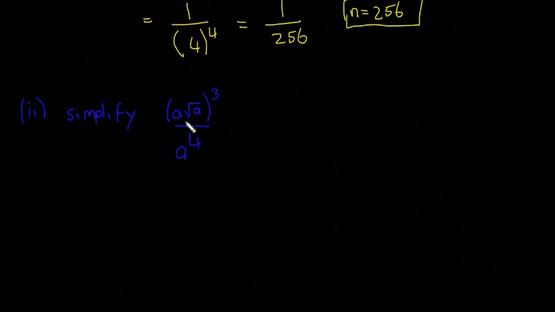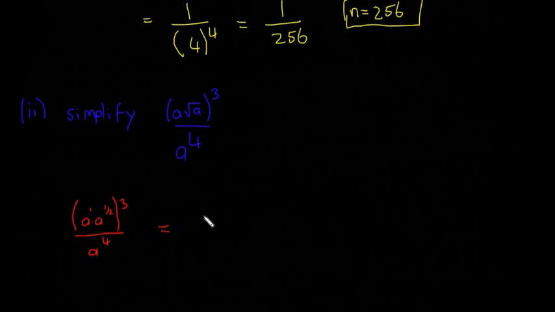So anyway, first I'm going to change this and this to power form. So it's going to be a to the power of 1. A to the power of 1 is just itself. So you can change a to a to the power of 1, that's the same thing. Multiplied by a to the power of a half. And that's cubed, and that's over a to the power of 4. Then I'm going to do what's inside the brackets here: a to the power of 1 times a to the power of a half.